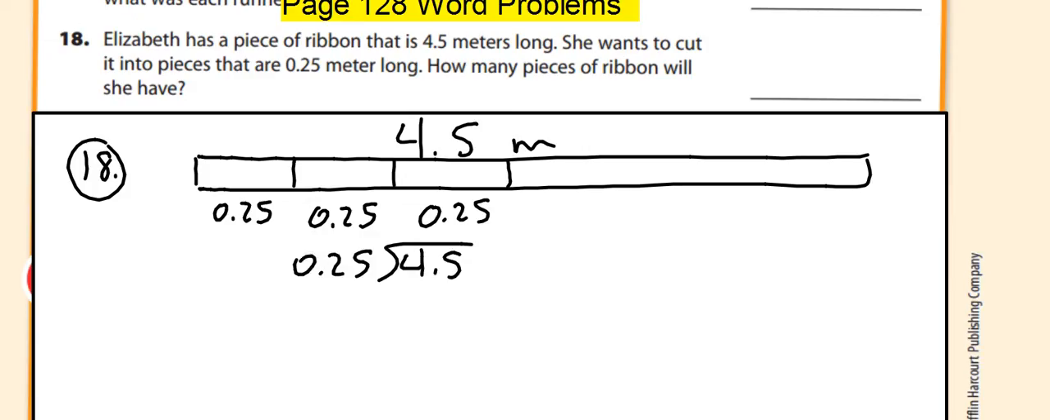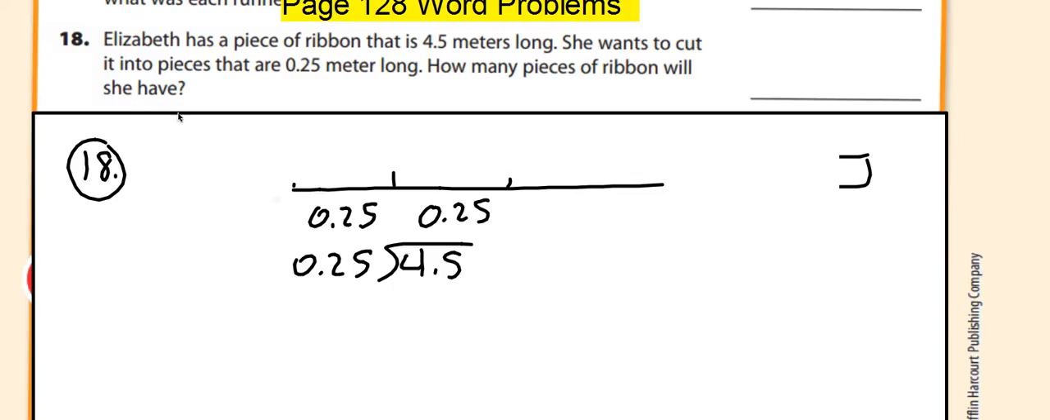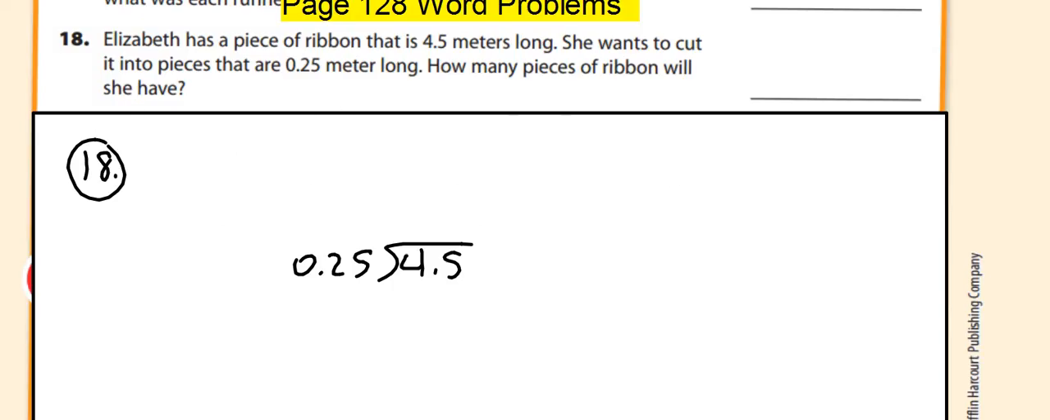Now I didn't leave myself quite enough room there, so I think I'll erase my sketch. The whole point of the sketch, though, everyone, is that you can recognize that the whole 4.5 meters is going to be divided by the smaller piece, 0 25/100. Now this one looks a little bit tricky because you need to change that divisor into a whole number, and you might not be sure what to do with the dividend.